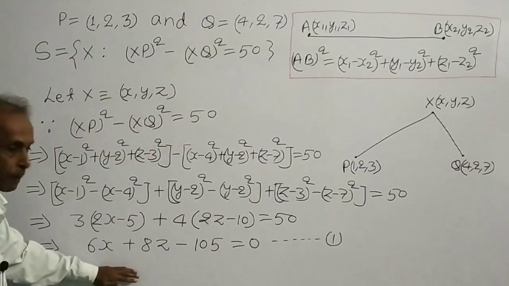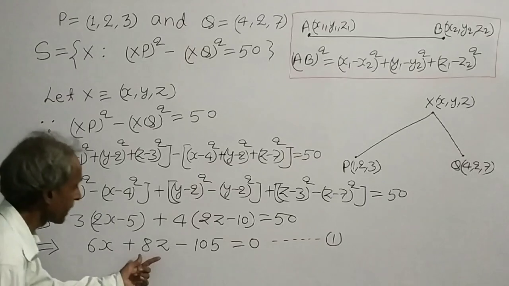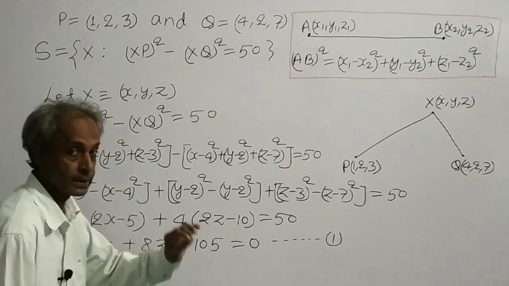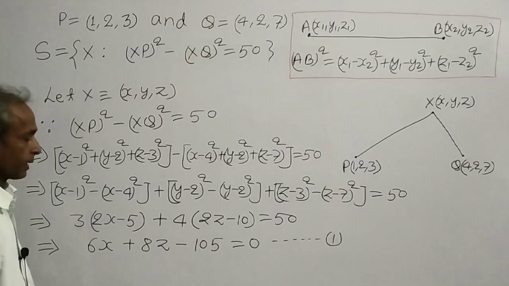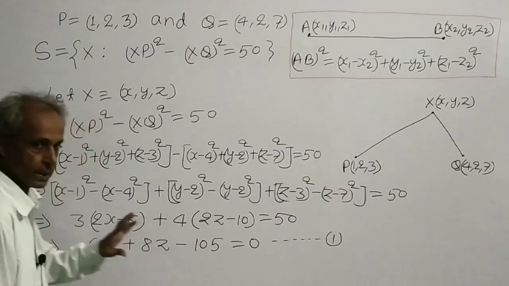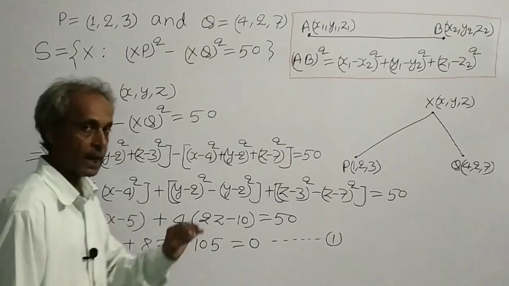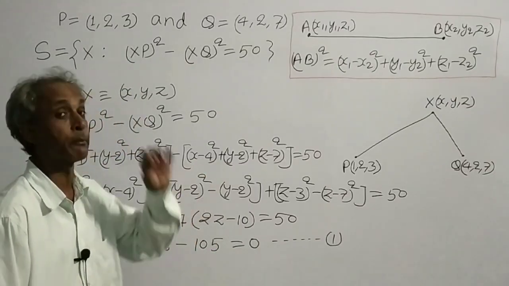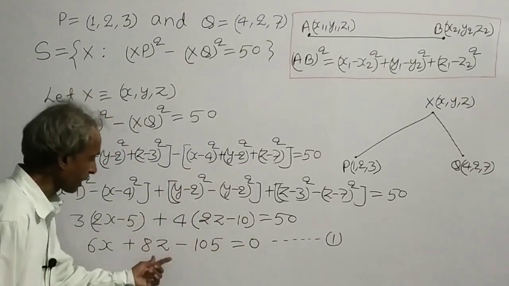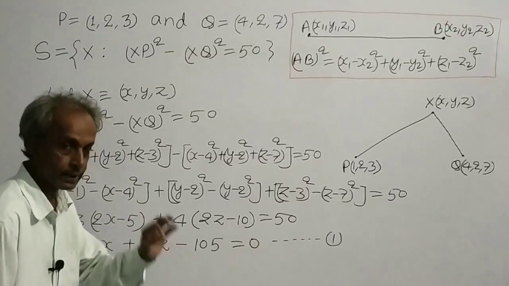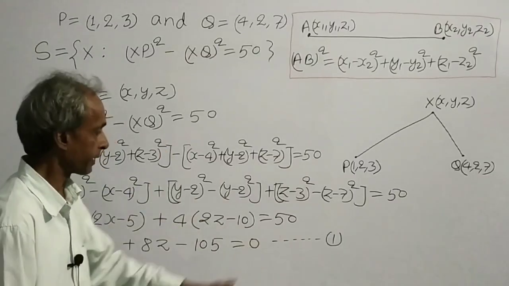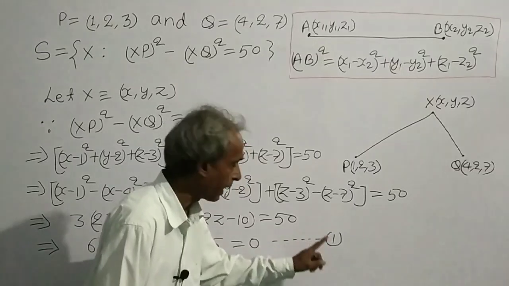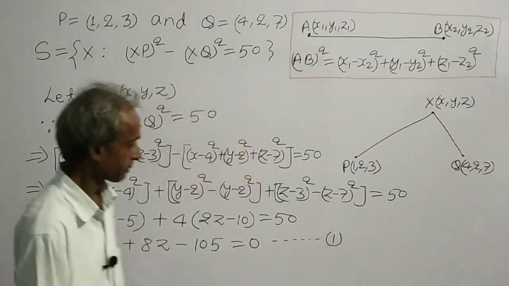After simplifying it, we get this equation. This is a linear equation. A linear equation in three-dimensional space always represents a plane. Therefore, this is the equation of a plane. We suppose this equation as number one.